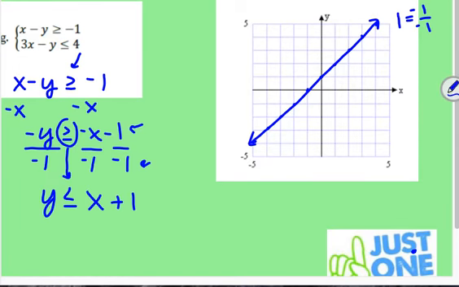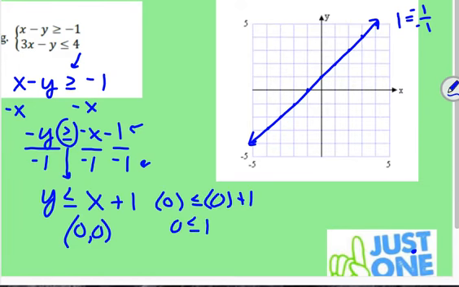Anyway, so I'm going to plug in 0, 0 to see if I shade above or below. So 0 for y is less than or equal to 0 plus 1. Is 0 less than or equal to 1? This is true. So I shade towards 0, 0. So I'm going to just put a little arrow in this direction, meaning I shade below it.